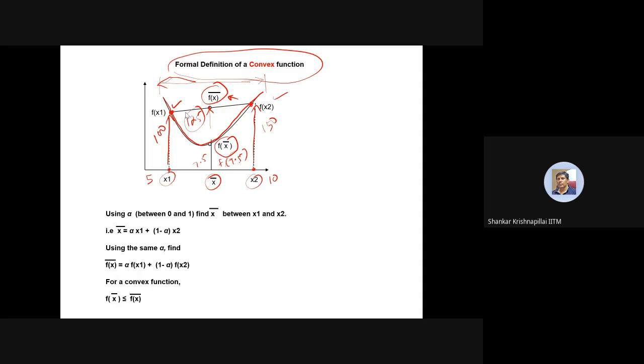So it is written like this. Let x bar be the interpolated point between x1 and x2, and f of x the whole bar is the point interpolated in the same ratio between f of x1 and f of x2. Then for a convex function, this f of x bar should lie below f of x the whole bar. That is the mathematical definition of a convex function.